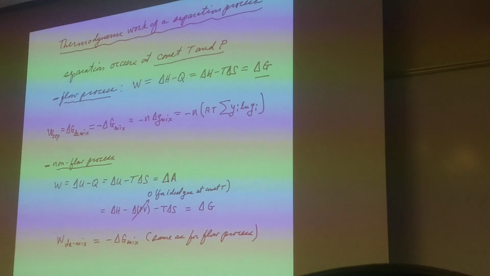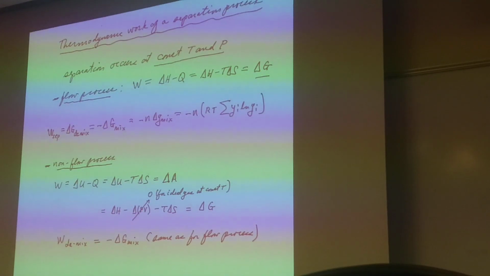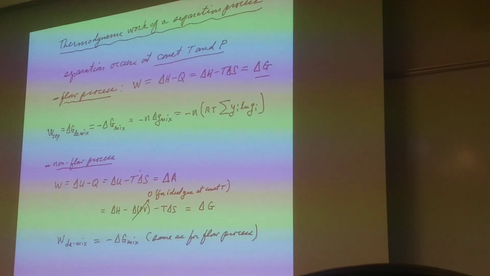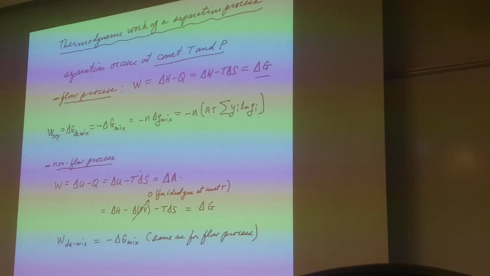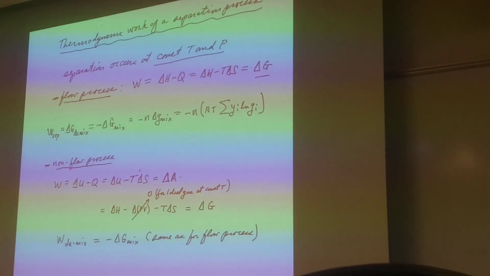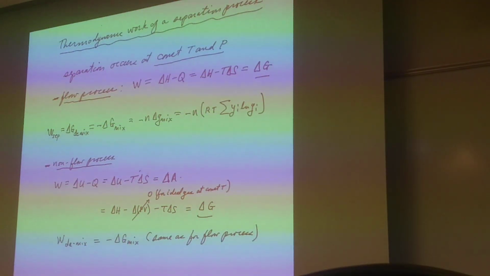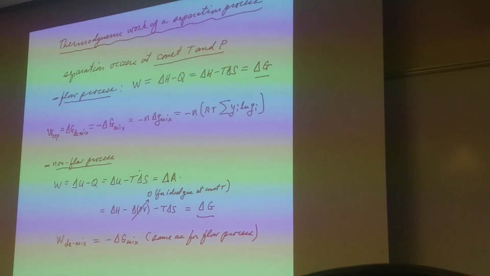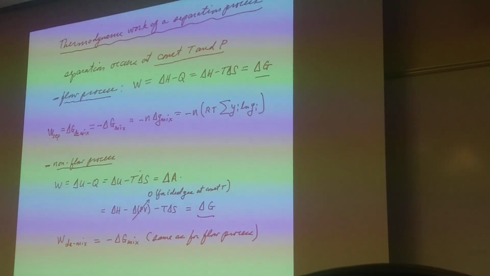This was for a flow process, but I might look at the same thing for a non-flow process where now I have the work is delta U minus Q. Again, Q is T delta S. That is then the change in the Helmholtz free energy. So if I want to write that out in terms of the expressions that I have earlier, I've got delta H minus delta PV, but this is a term difference at constant temperature, so PV is just RT for ideal gases, so that's going to be 0, and I end up with the same result. In other words, whether it's a flow or a non-flow process, the minimum thermodynamic work required to affect a separation process is delta G.